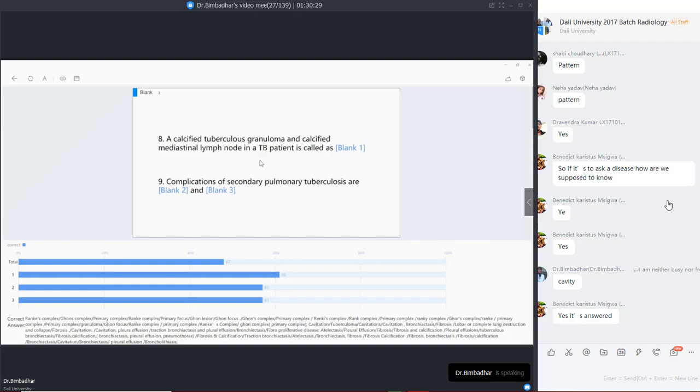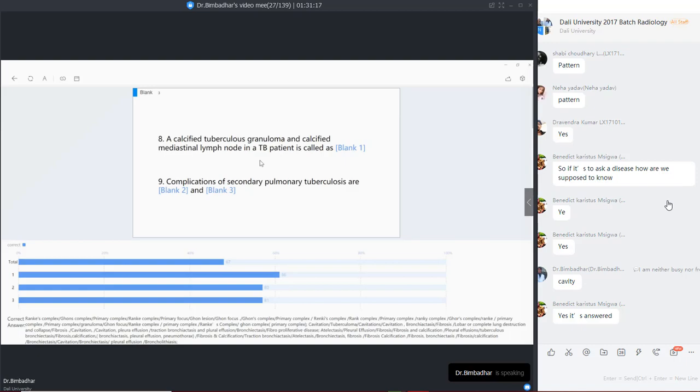Ghon's lesion and Ghon's focus are the same. But Ghon's complex and primary complex are not the same. Ghon's focus and Simon focus are not the same. These are the terms you will have a lot of confusion about. Remember, whenever there is calcification of the tubercular Ghon's focus, along with an enlarged lymph node that eventually gets calcified, both of them should have calcifications. That is the characteristic feature of a Ranke's complex, which is a primary complex, which suggests that the patient has been suffering from reactivation of TB.